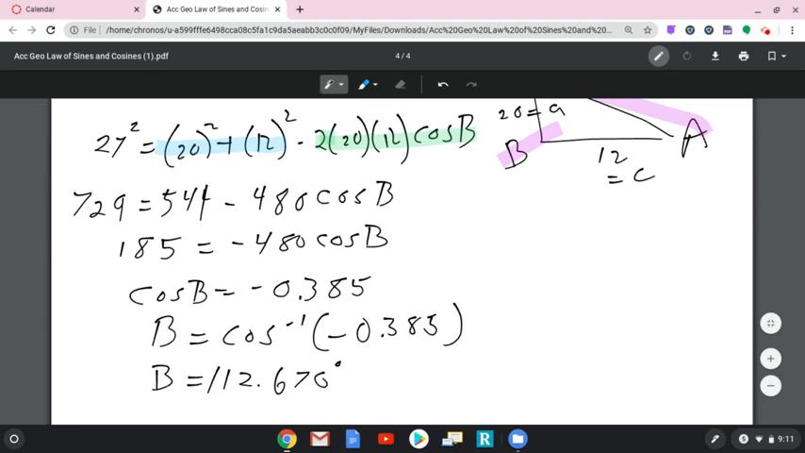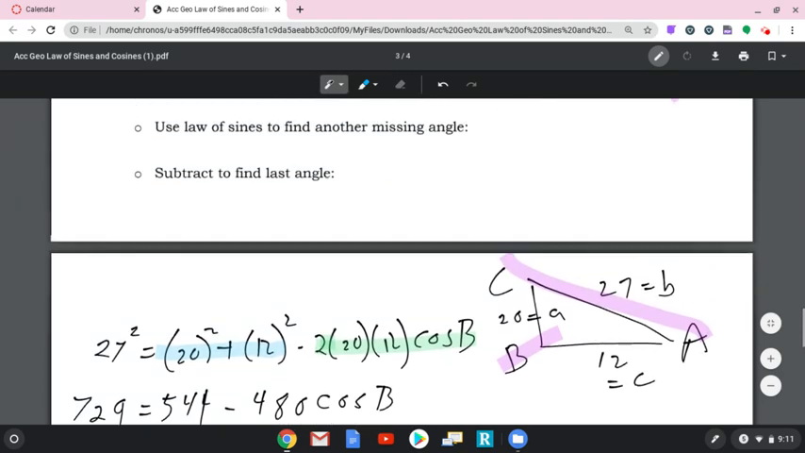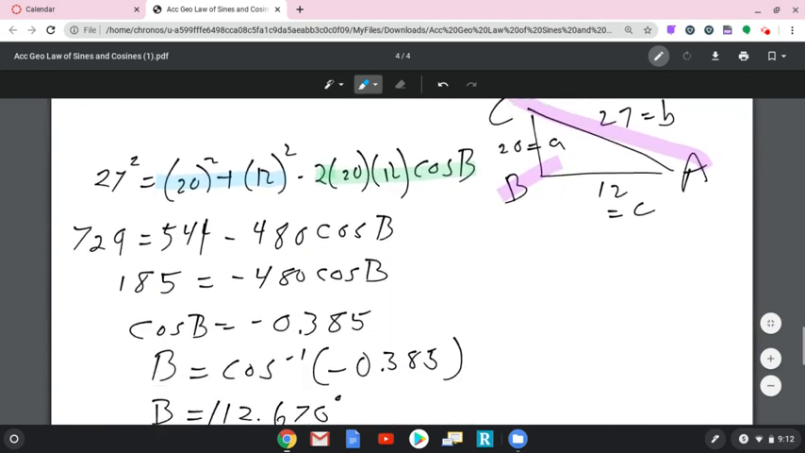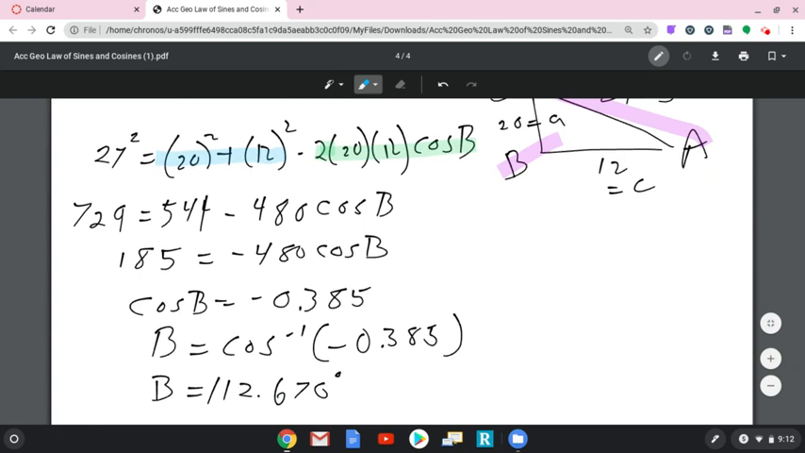Okay, so let's find another. We can use law of cosines once and then go back to law of sines. If I go back to law of sines, it doesn't matter whether I find A or C. I'm going to just pick one and find it. But now that I know B, I can go back to law of sines. So in this case, let's go to A.